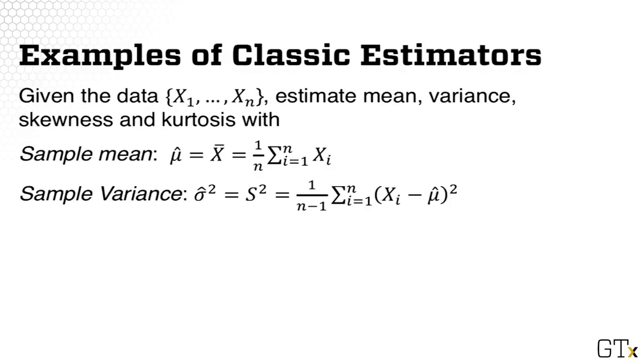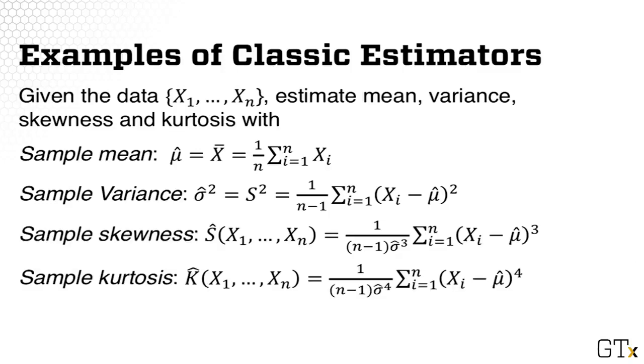Some classic estimators commonly studied in the basic statistical courses are the sample mean and the sample variance. Specifically, we begin with data x1 to xn and estimate the sample mean by the average of the x's, denoted x bar. This is called the sample mean. For the sample variance, we first center the x's by the estimated mean or sample mean. Then we take the sum of the squared centered data and divide all by n minus 1.